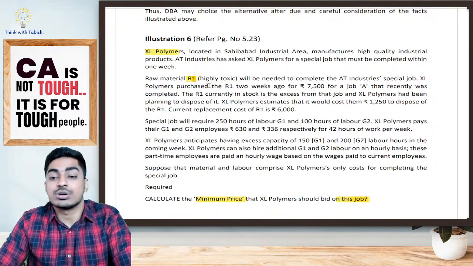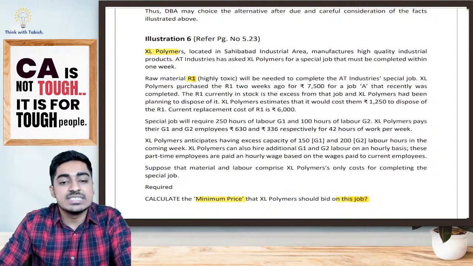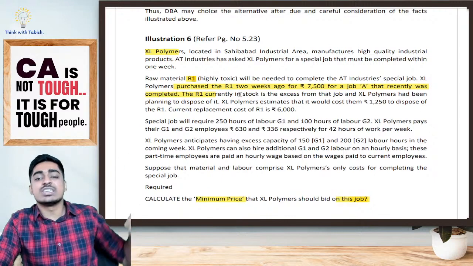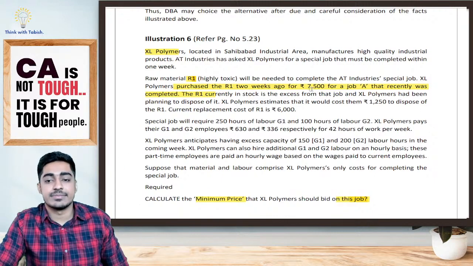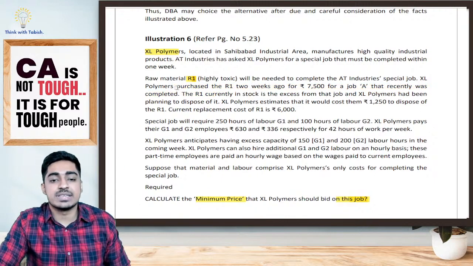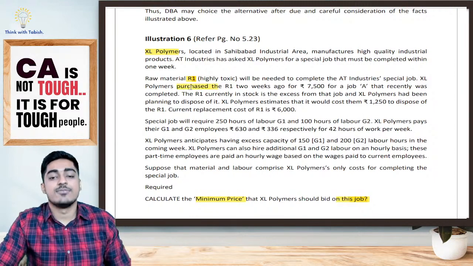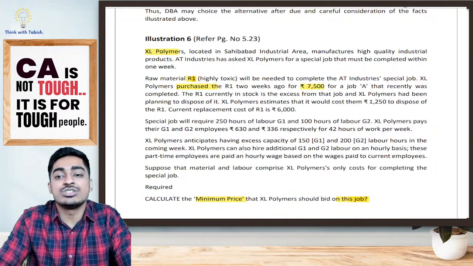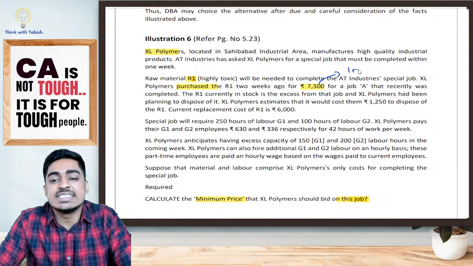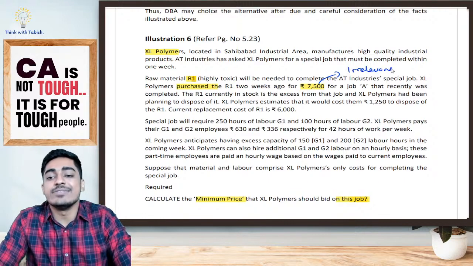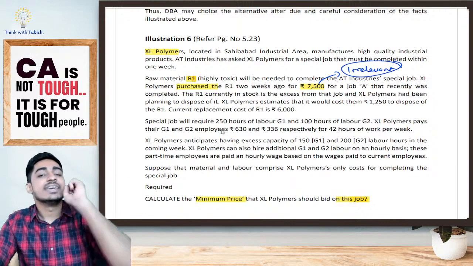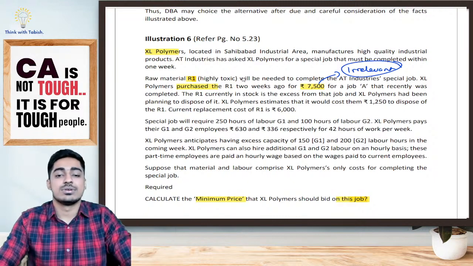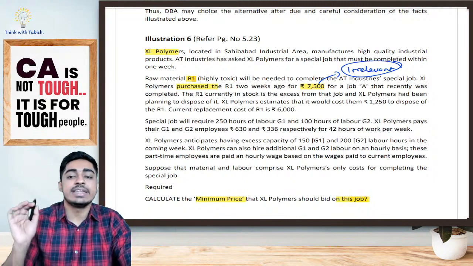It is highly toxic. We purchased it 2 weeks ago for 7,500. This is the historic cost, sunk cost. At what cost you have purchased is irrelevant. Previously at what cost you have purchased doesn't matter at all. Now what is required? Only that will worry.